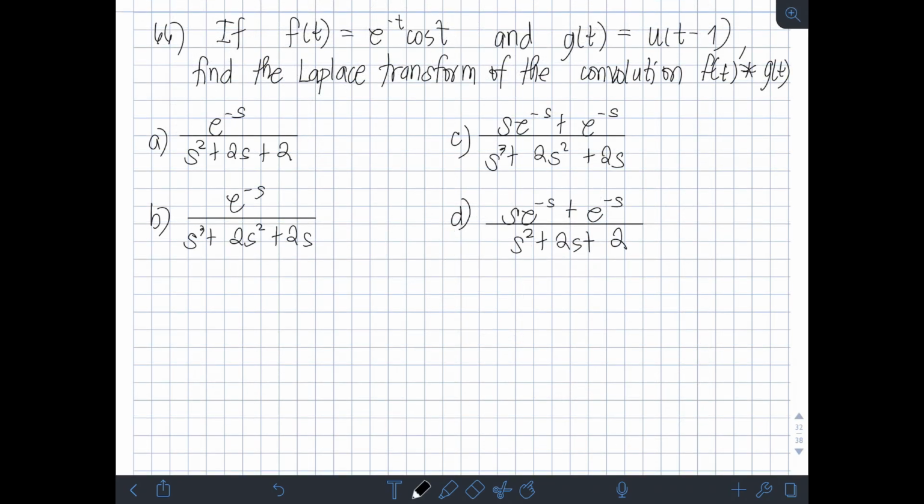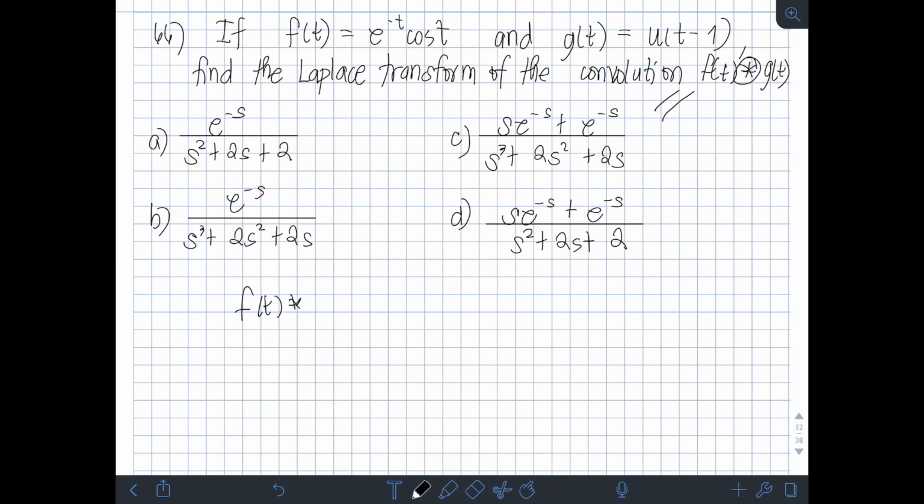Next, we have, if f of t is equal to e raised to negative t cos t and g of t is equal to u of t minus 1, find the Laplace transform of the convolution f of t asterisk g of t. Okay, so ito na naman si Laplace. Tapos, may convolution pa. Ko-convolutionin tayo nito, no? Pero, madali lang yan. Ganito lang yan. So, etong simple na to, convolution.